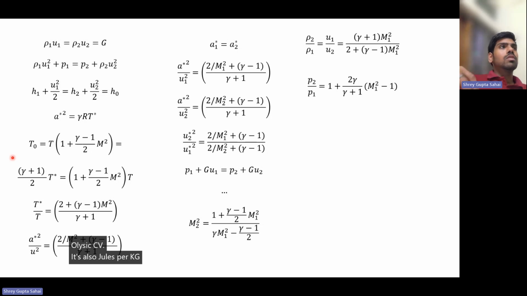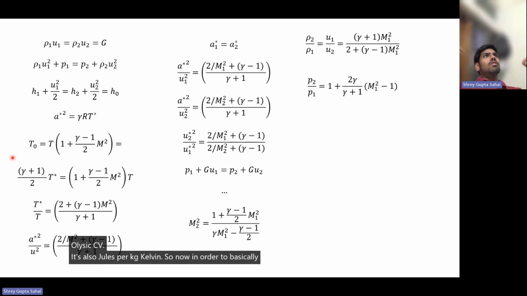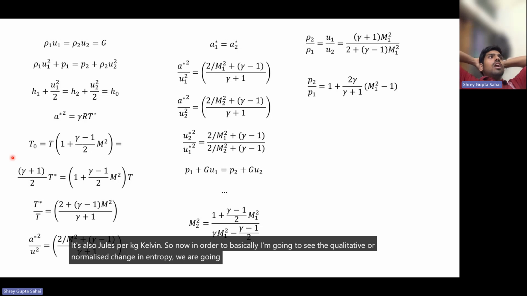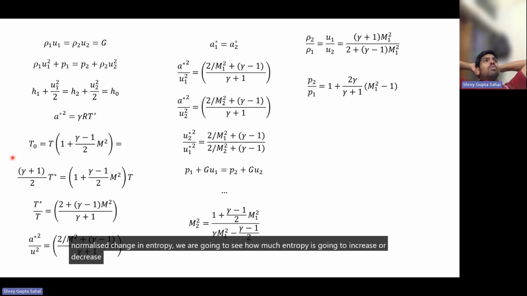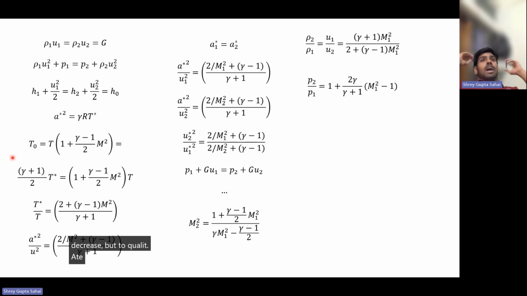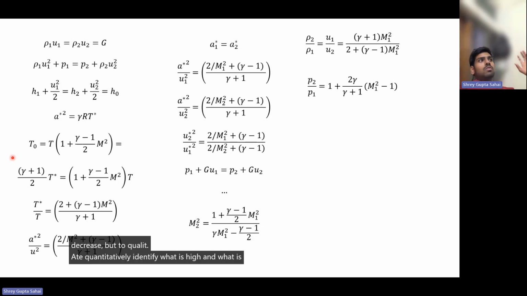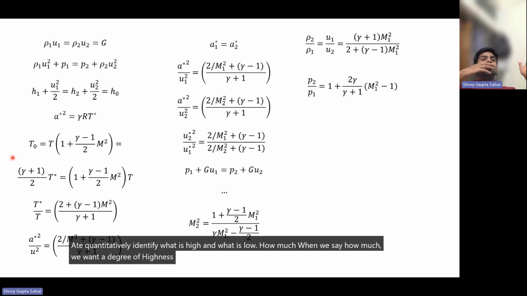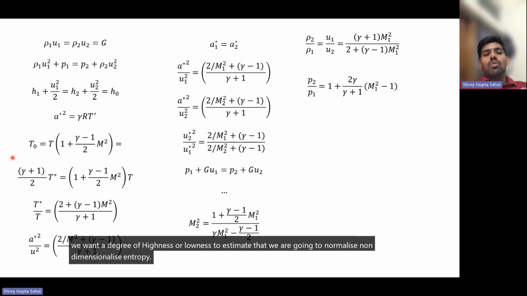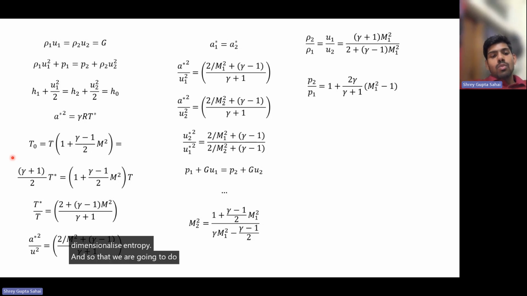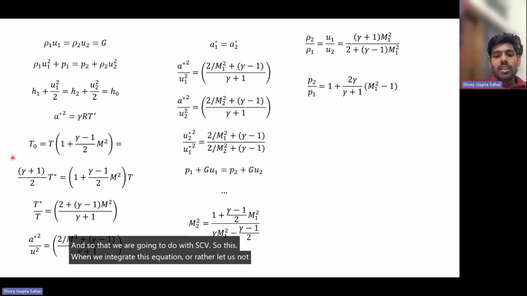So now we are going to see the qualitative or normalized change in entropy. We are going to see how much entropy is going to increase or decrease. But to quantitatively identify what is high and what is low, when we say how much, we want a degree of highness or lowness. To estimate that, we are going to normalize, non-dimensionalize entropy, and we are going to do that with CV. So when we integrate this equation, or rather, let's not integrate it right away.